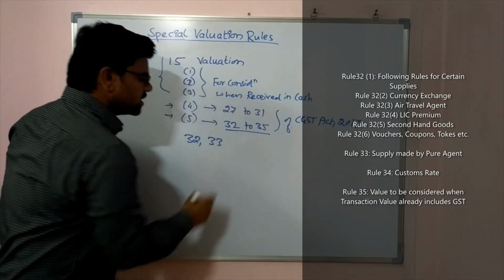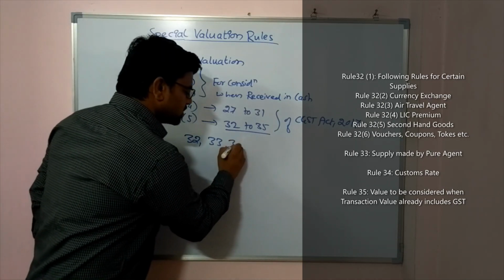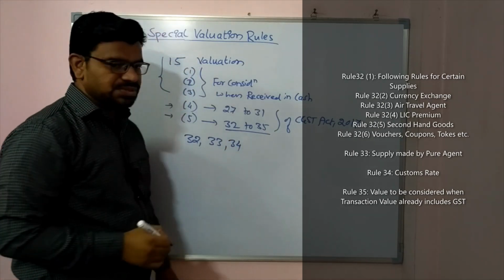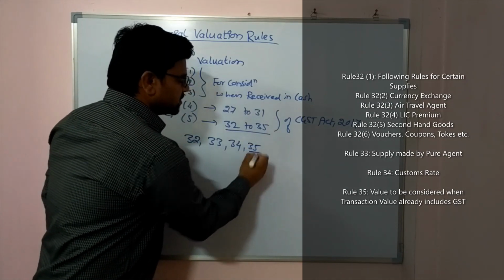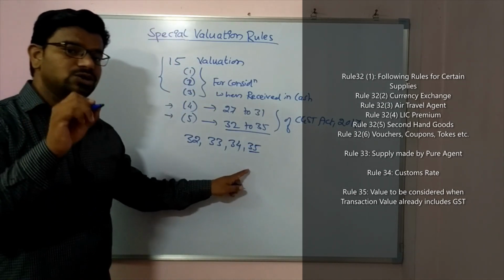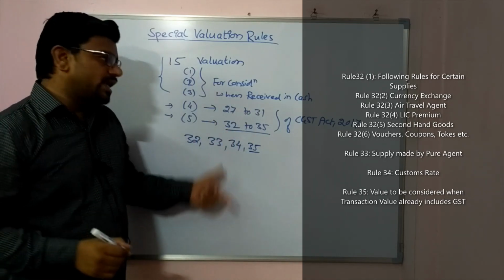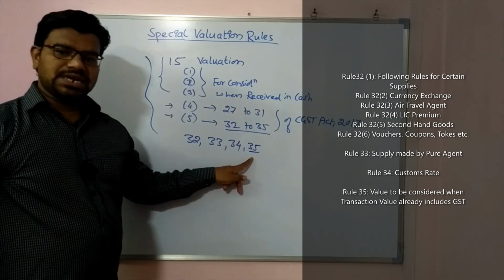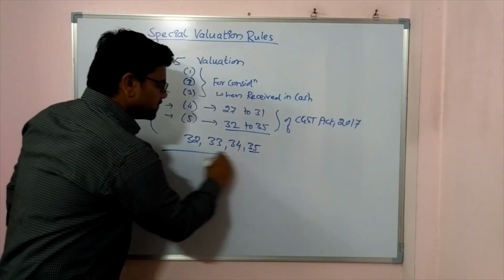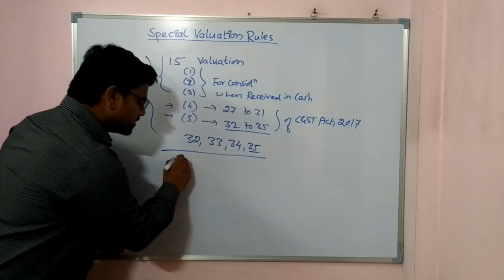Now rule 33 is about pure agent. I will explain it with one example. Rule 34 is for customs, for import and export, and rule 35 is when GST is already included in the value of supply, how to deduct that and then how to carry on with these calculations. Rule 35 says that.